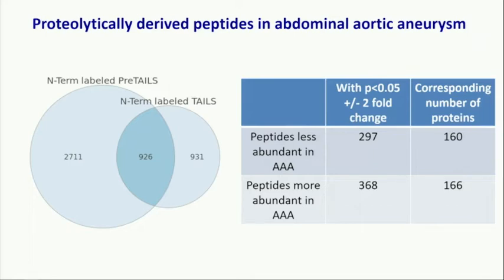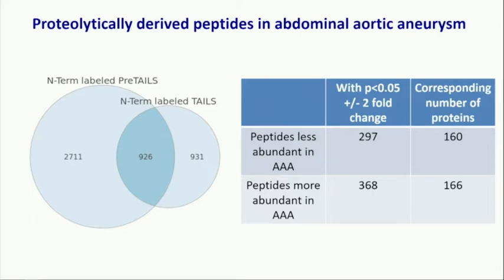And so, for example, in this analysis that we did with abdominal aortic aneurysms, we could find a large number of proteolytically derived peptides that are either more abundant in AAAs or less abundant. This is a very common disease in the elderly population and can result in catastrophic rupture of the aorta. So in a sense, it is a disease that's characterized by extensive remodeling of cells and extracellular matrix.